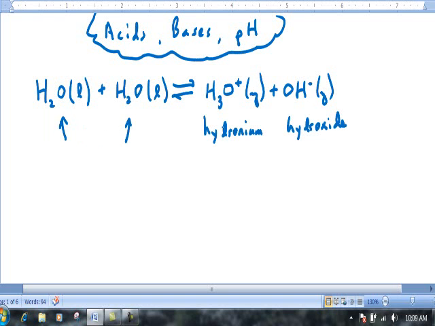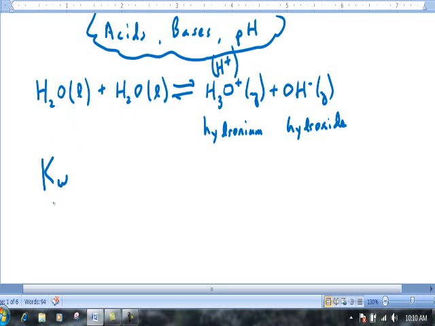This takes place in all water. A small fraction of the water will self-ionize to make hydronium and hydroxide ions. Chemically, hydronium is the same thing as H+ ions. They're essentially synonyms of one another. They represent the same thing chemically, whether it's written H+ or H3O+.